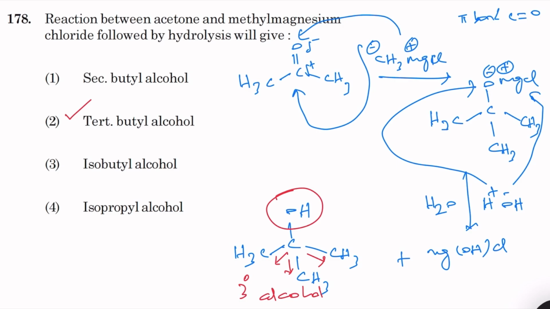Instead of acetone, if we had acetaldehyde, what would be the product? In that case you would have got isopropyl alcohol, but here we do not have acetaldehyde, we have acetone, and therefore tertiary butyl alcohol is the correct answer here.